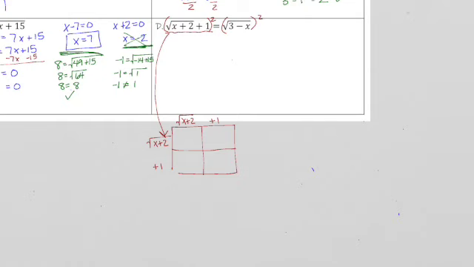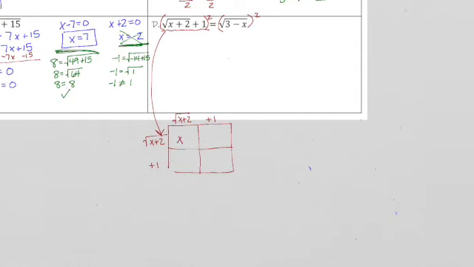Square root of x plus 2 times square root of x plus 2 is just x plus 2. The square roots cancel because it's being squared. 1 times square root of x plus 2 is square root of x plus 2. And 1 times 1 is 1.